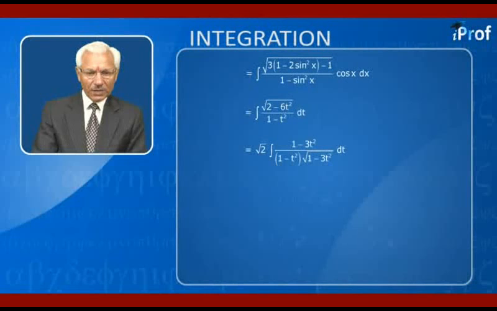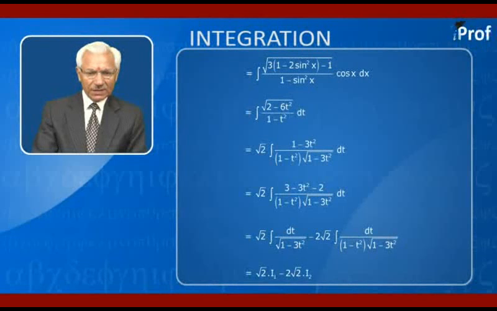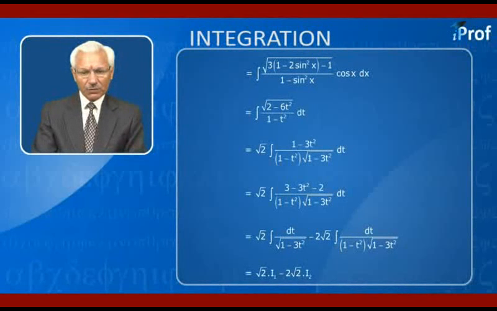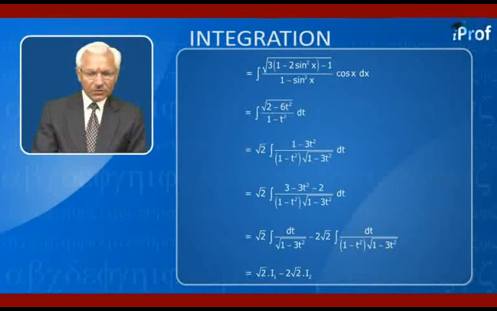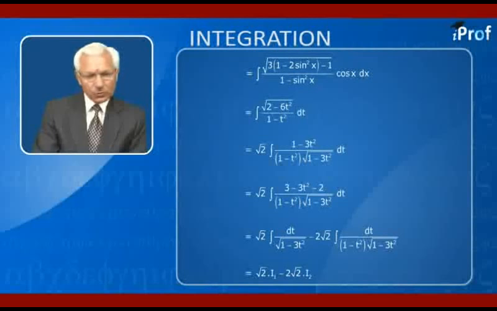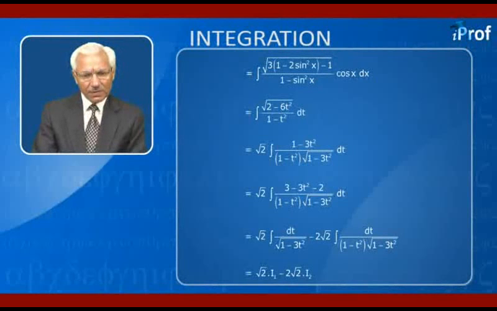So it becomes root 2 times the integral of (3 minus 3t square minus 2) upon (1 minus t square) into square root of (1 minus 3t square) dt, which becomes root 2 times the integral of dt upon square root of (1 minus 3t square), minus 2 root 2 times the integral of dt upon (1 minus t square) into square root of (1 minus 3t square), which can be represented as root 2 into I1, that is the first integral, minus 2 root 2 times I2, that is the second integral.